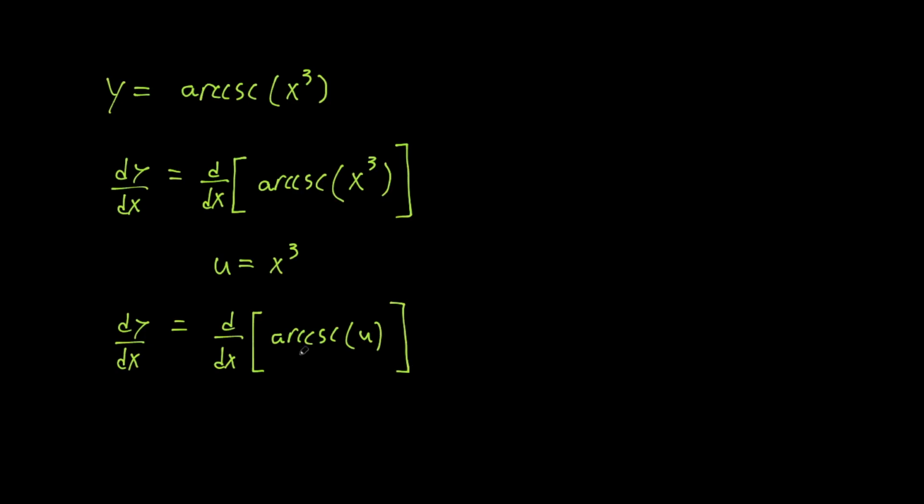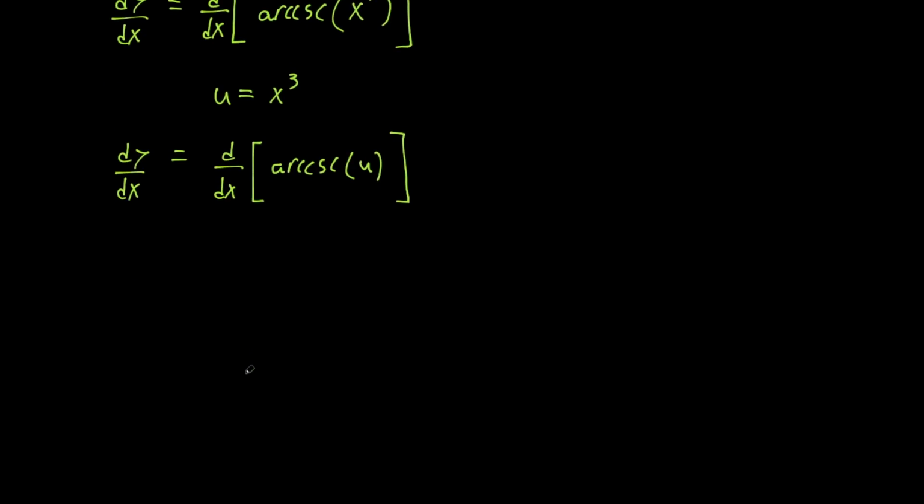And now, since we have a function in terms of u being differentiated with respect to x, it is time to use chain rule. So dy/dx equals du/dx times d/du of arc cosecant of u.